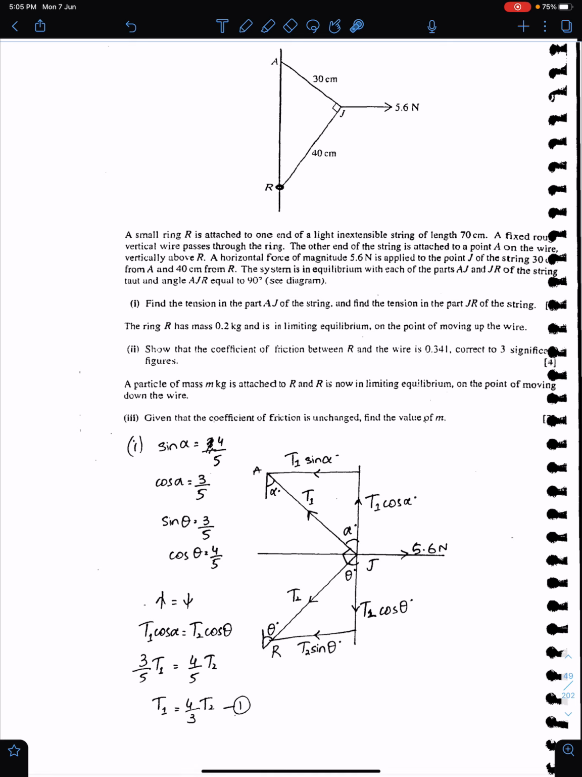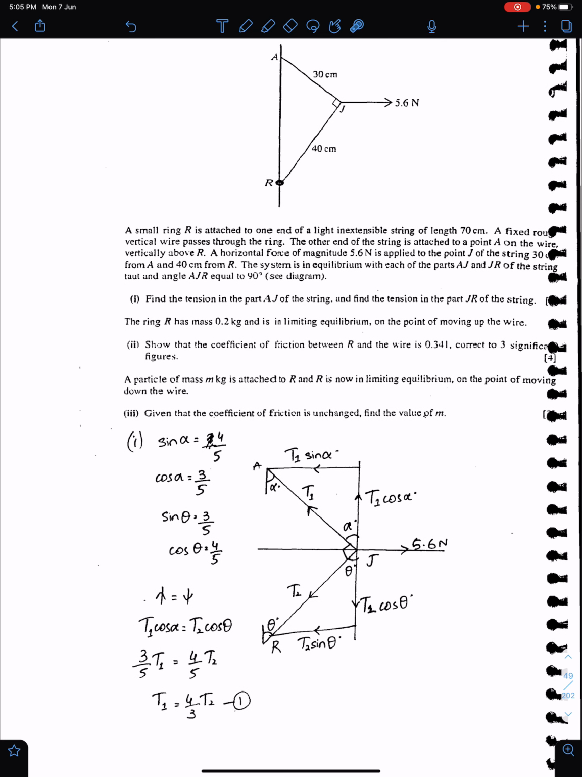Another example of case 4. A small ring R is attached to one end of a light inextensible string of length 70 centimeter. The total length is 70. This is 40 and this is 30. Total is 70. A fixed rough vertical wire passes through the ring.